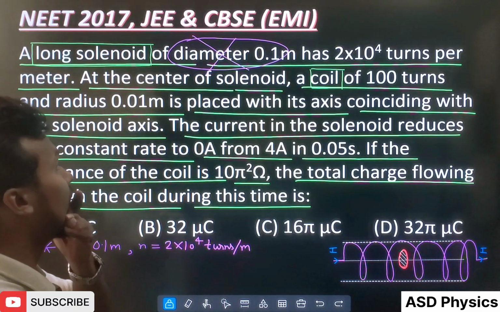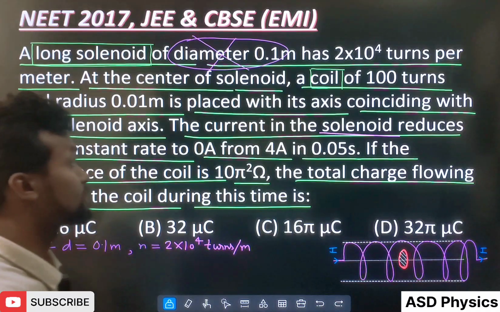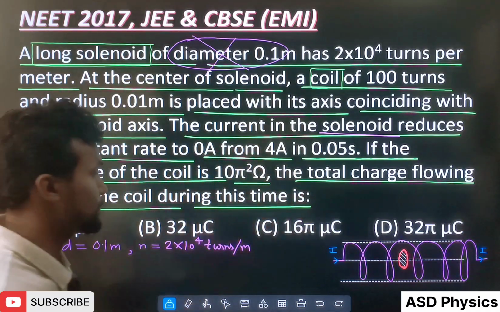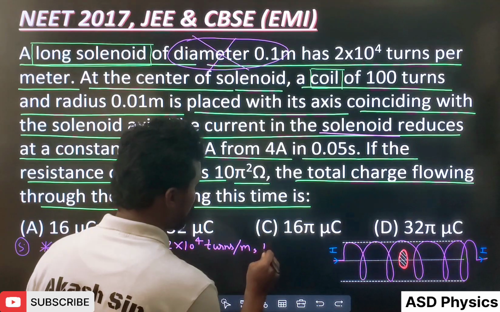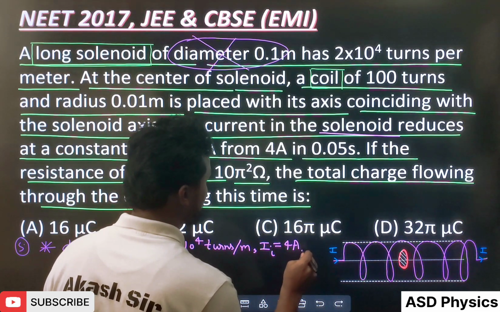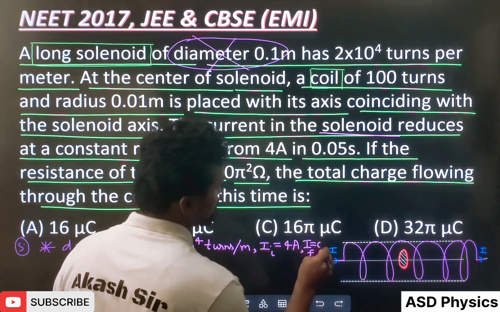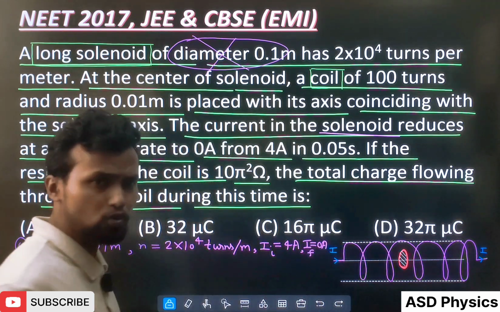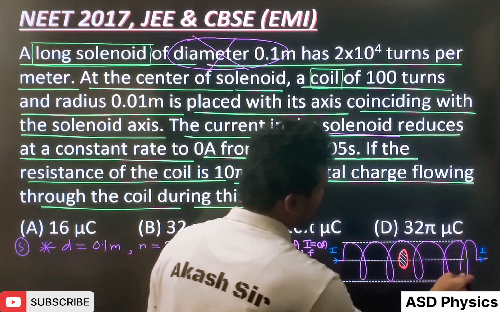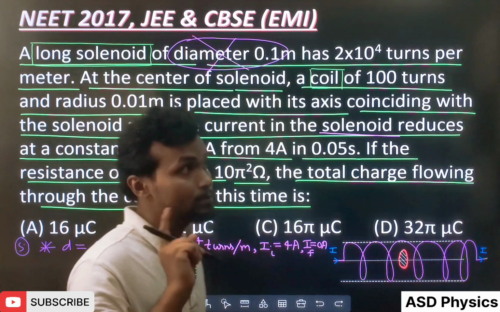No problem. After that, let's take again the solenoid. The current decreases from 4 ampere to 0 ampere. That means the initial current in the solenoid is 4 ampere, and after that the current is 0 ampere. You can see very well this pink color is the solenoid, and here the current I represented by the blue color.